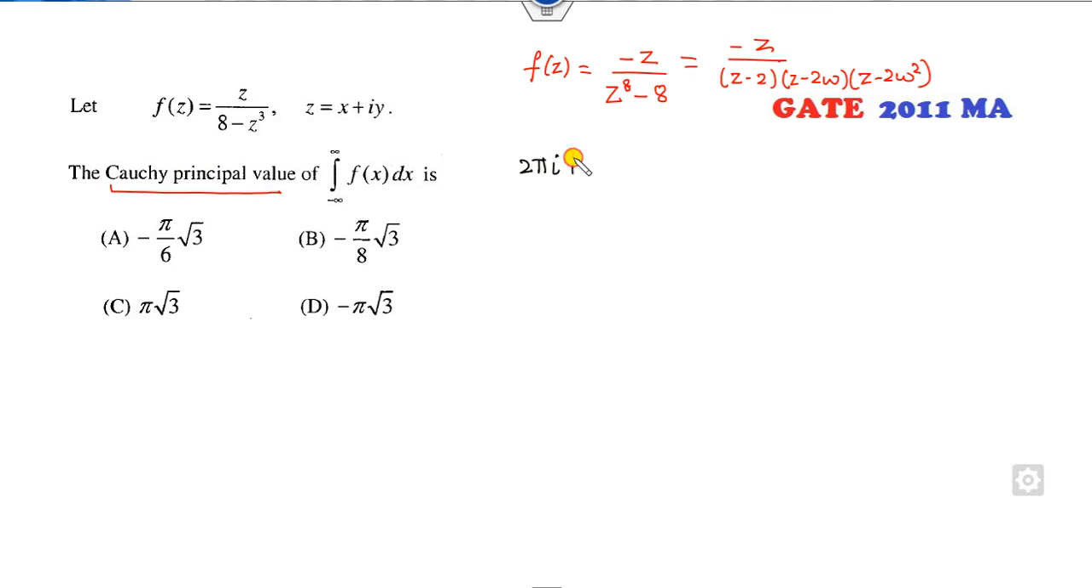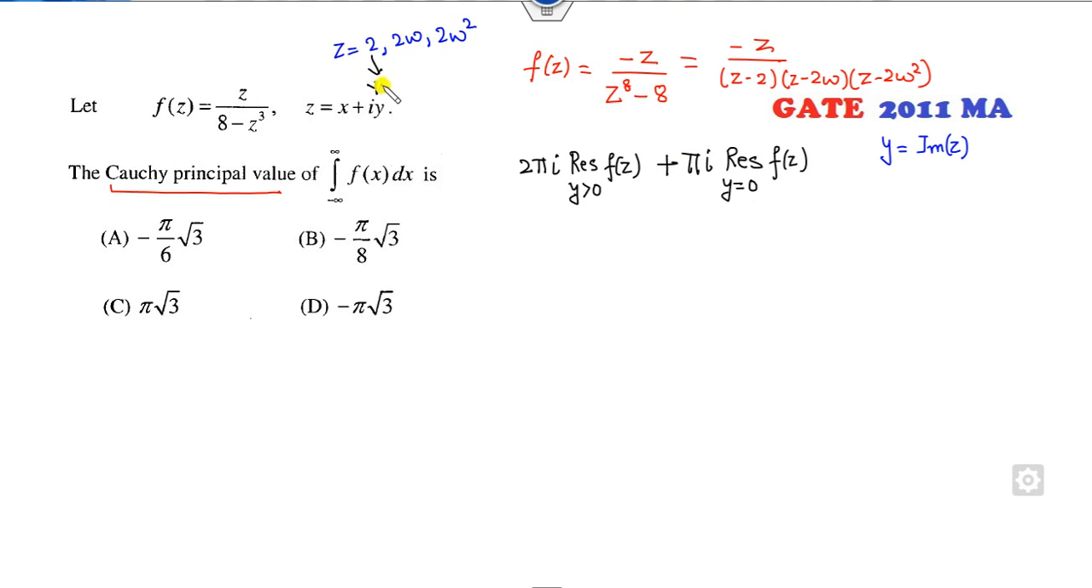2 pi iota times the residue of the function when the imaginary component is strictly greater than 0, plus pi iota times the residue of the function when y, that is the imaginary part of z, is 0. So can you find the imaginary part here? You can see the poles are 2, 2 omega, and 2 omega square. What is the value of y here? It is 0. So this is the value corresponding to this.